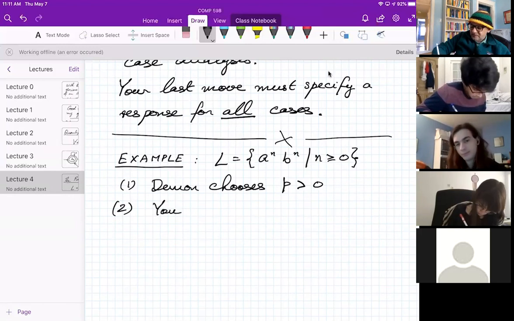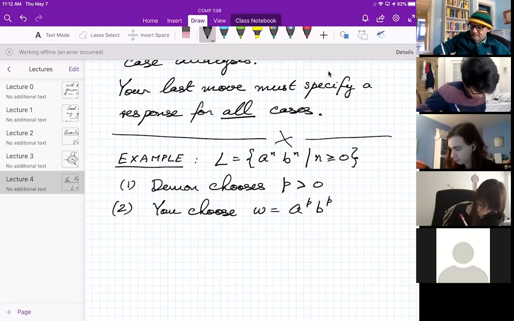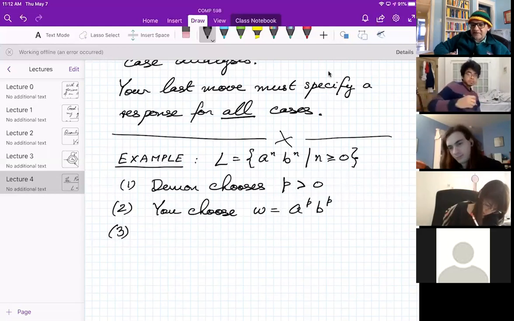You choose W equals a to the P, b to the P. So remember, you get to choose any word longer than P. Some people think that they have to choose W to be of exactly length P. Nobody said that. So you see this one is twice as long as P.